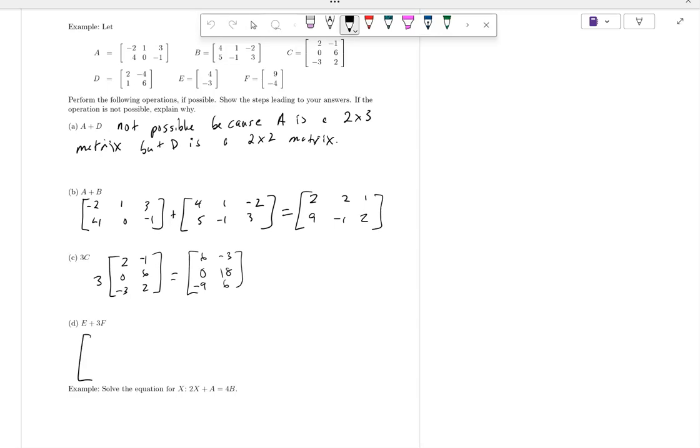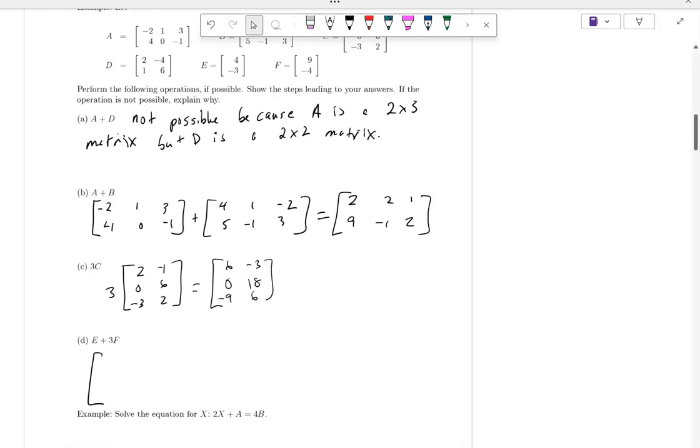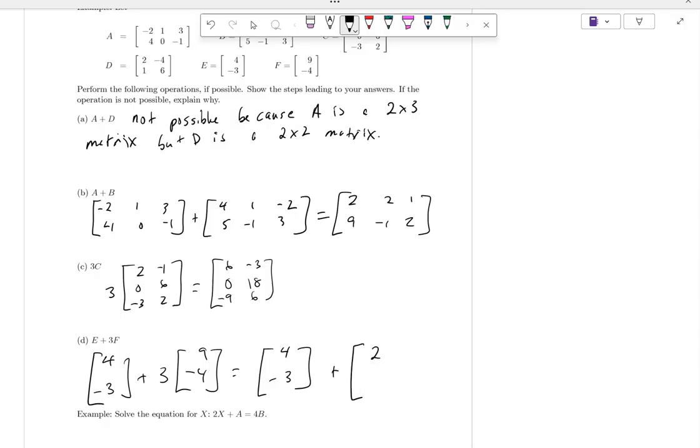So when we want to do this one, E is the matrix 4, negative 3, and F is the matrix 9, negative 4. What should we do first? Yeah, we should do that scalar multiplication, right? How do we do scalar multiplication again? Yeah, basically it's like a distributive property, right? We'll take that 3 and multiply it by each entry. 3 times 9 gives you 27. 3 times the negative 4 gives you the negative 12.